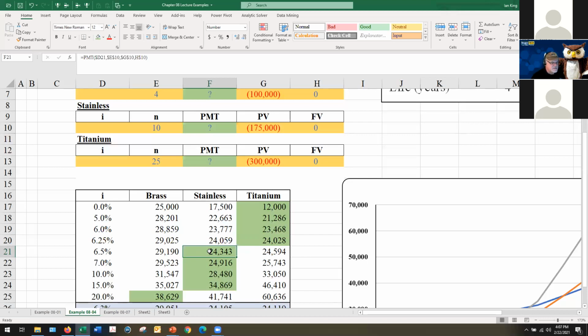And so if you want to use Goal Seek and learn how to use that function, feel free. I'm not going to teach Goal Seek in this class because people have different levels of Excel, and that's the kind of goal seeking where you have to get into some of the statistical packages.